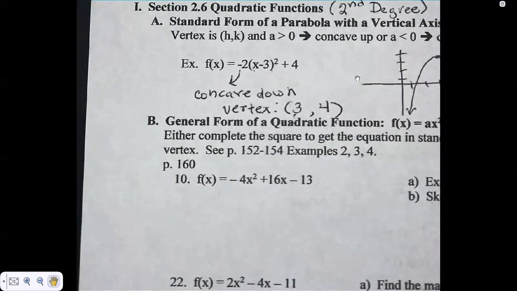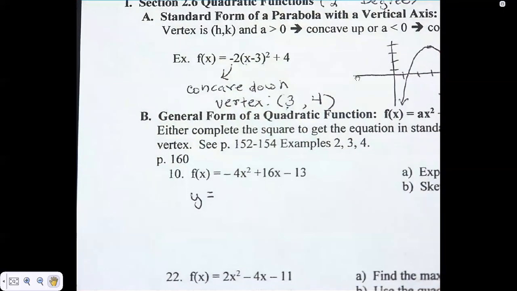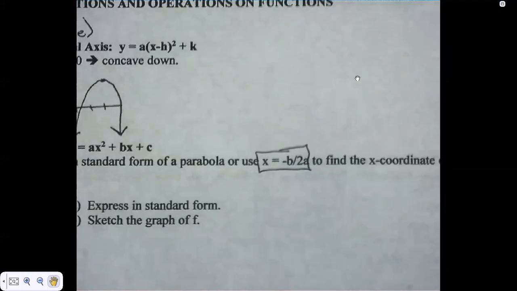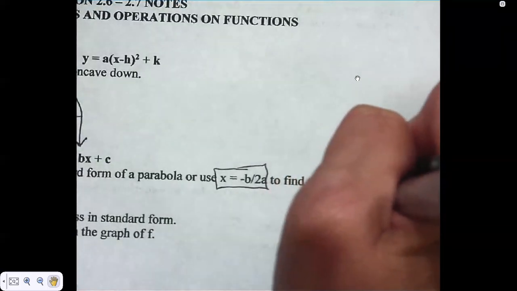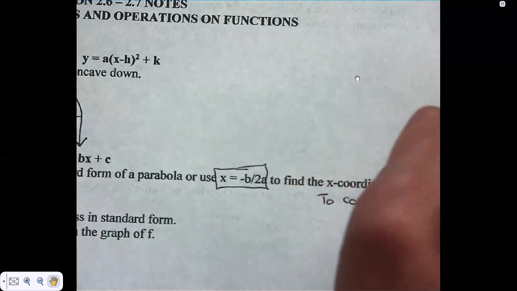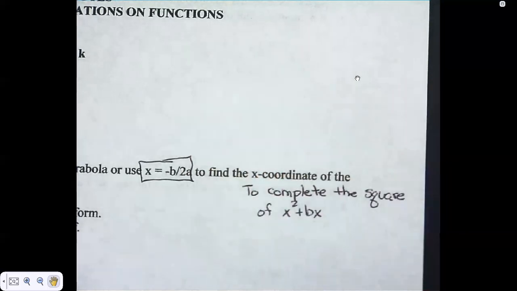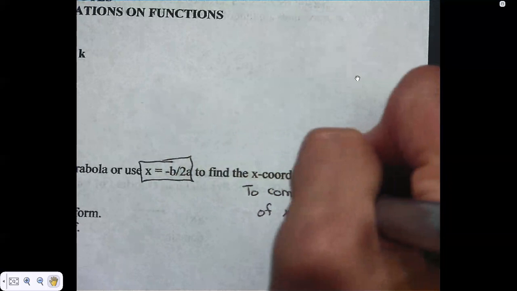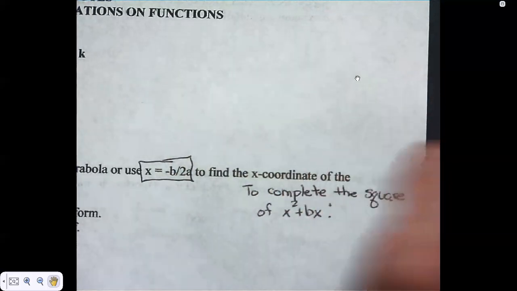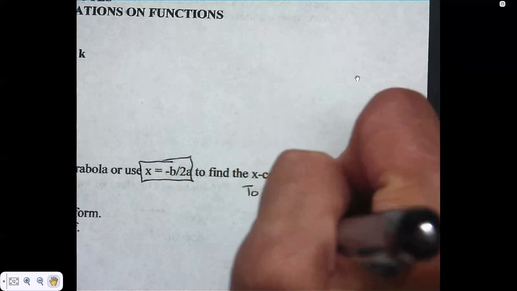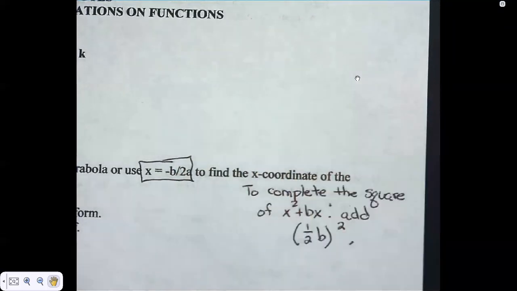We know how to complete the square. I'm going to change that f of x to y just for the heck of it. And my note on completing the square, write this down again. To complete the square of x squared plus bx, what do we add to the end? How do we find that number? Take half of b and then square it. That's how we complete the square.